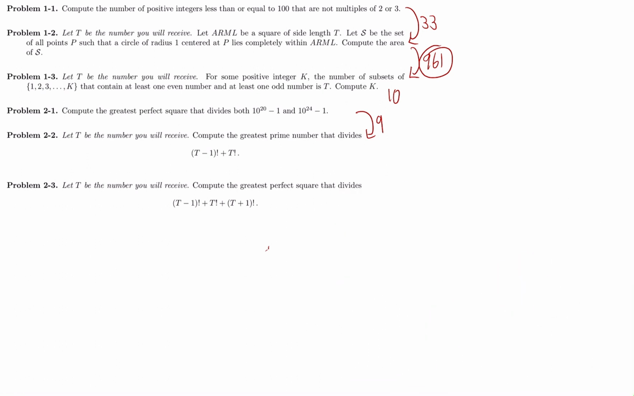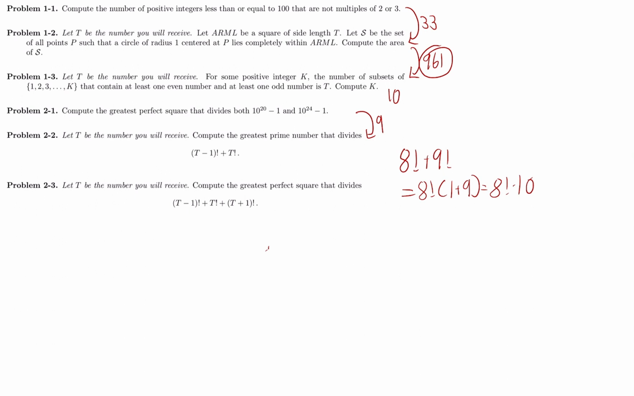So now let's solve relay number 2, problem 2. Let t be the number you will receive. Compute the greatest prime number that divides this. So this is 8 factorial plus 9 factorial, which is 8 factorial times 1 plus 9, which is equal to 8 factorial times 10. Okay.